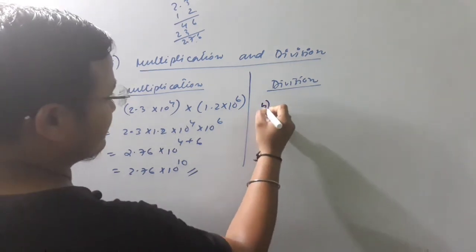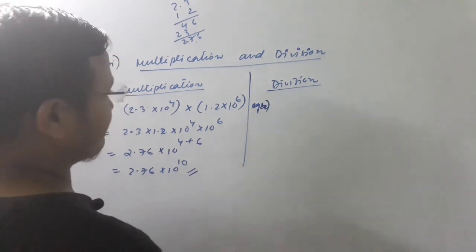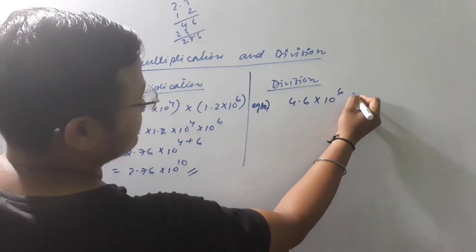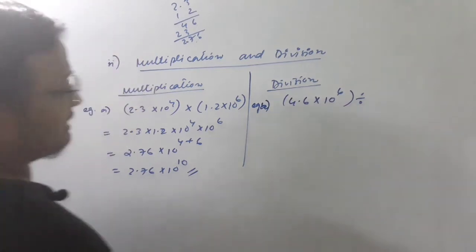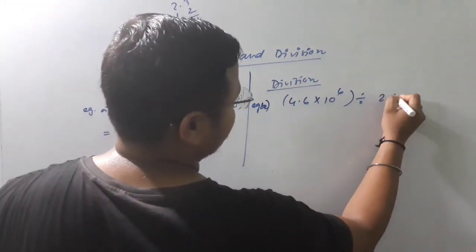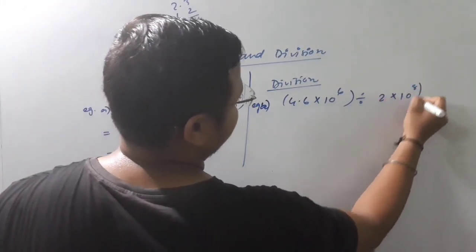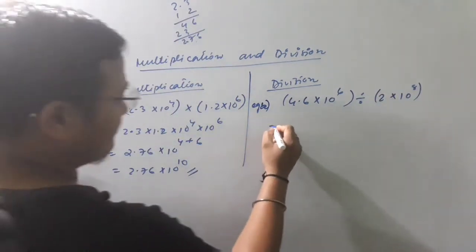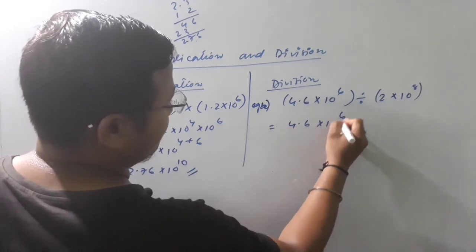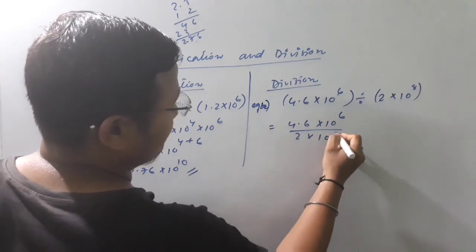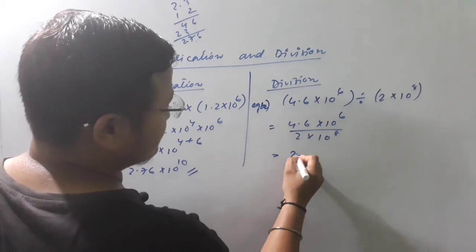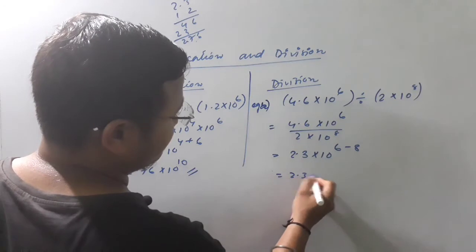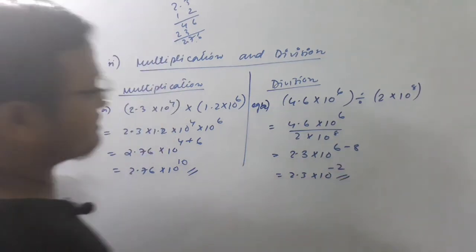Consider another example, in case of division: 4.6 into 10 to the power 6, divided by 2 into 10 to the power 8. Let's make it like this, okay? Now what do you do? 4.6 into 10 to the power 6 divided by 2 into 10 to the power 8. When you divide this, it will become 2.3 into 10 to the power 6 minus 8. So 2.3 into 10 to the power minus 2. So this is the answer.